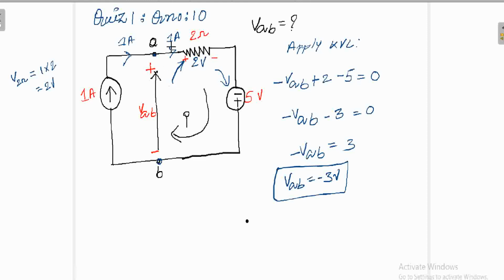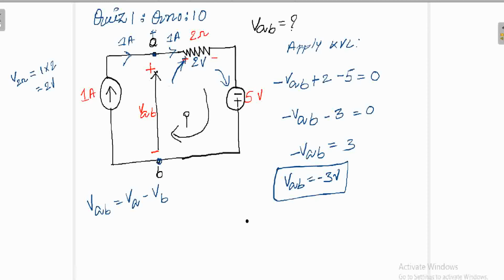Like 1 amp current flows through this 2 ohms. This is point A, this is point B. Between these 2 points you have to find the voltage. That is, VAB is nothing but VA minus VB, the potential at point A and the potential at point B. Between A and these 2 volts, is there any resistance? No. So the same 2 volts appears at point A.